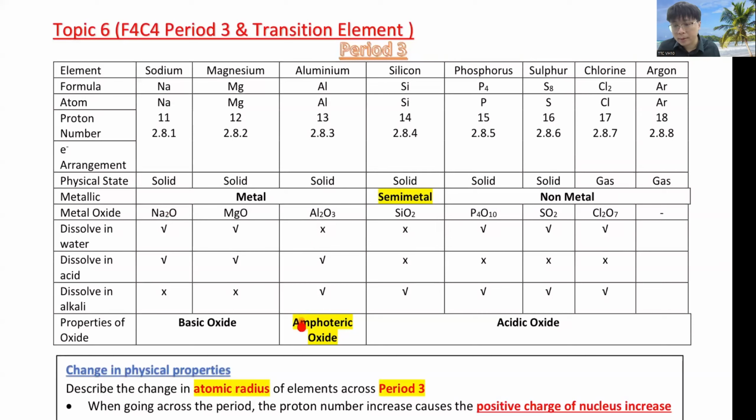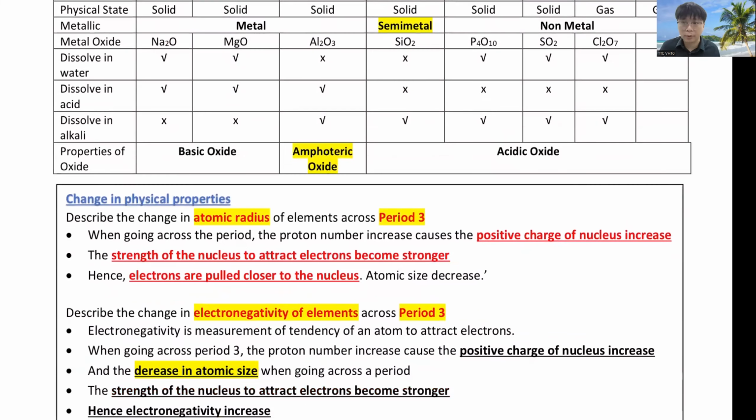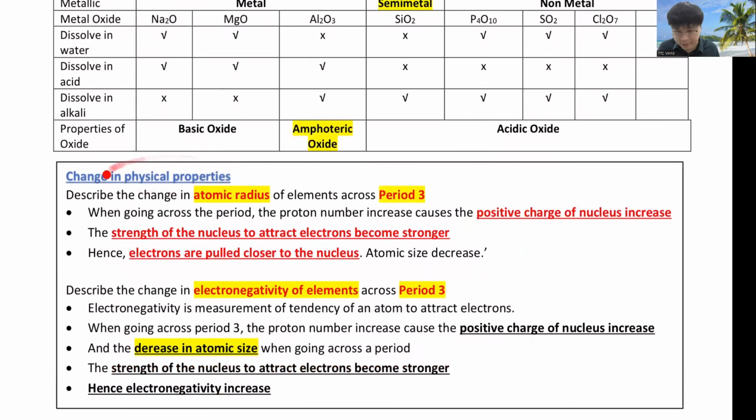Aluminium oxide is amphoteric, so both can react, both can dissolve. Then they will ask about the physical property. For period 3, normally they ask only two. First is about the physical size.